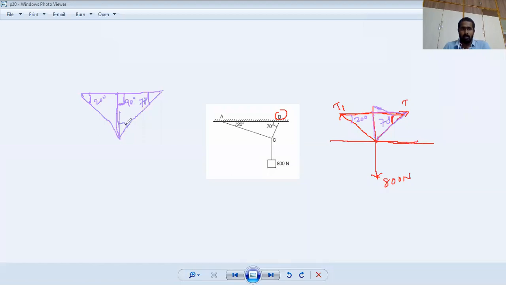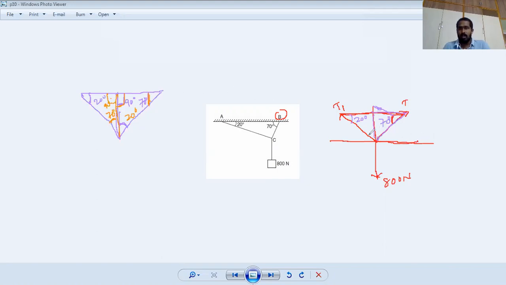Then tell me how much angle here? This is a right angle triangle, so the angle is 90 degrees, and the sum of the remaining two angles is equal to 90 degrees. The problem itself gave 70 degrees, so the remaining angle is 20 degrees. Similarly, this is 90 degrees and this is 70 degrees. Excellent.